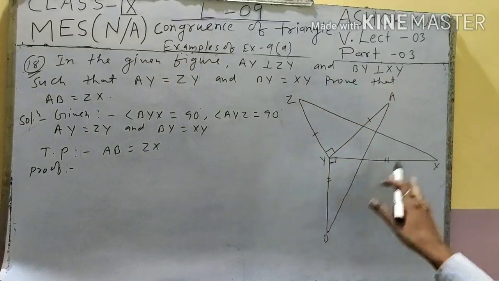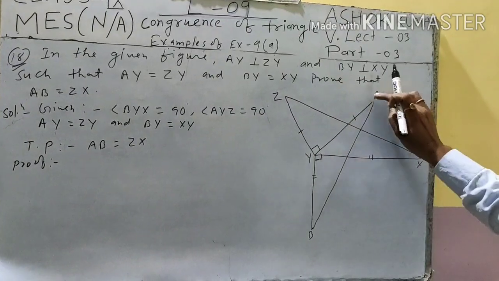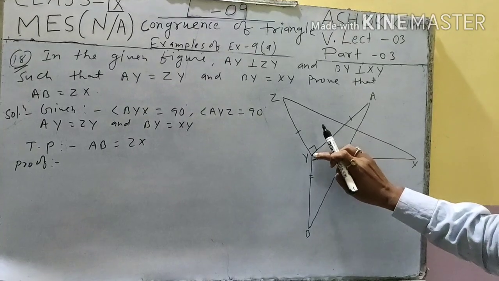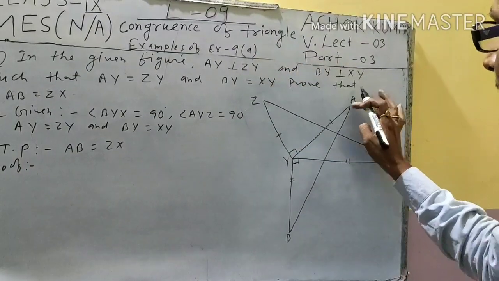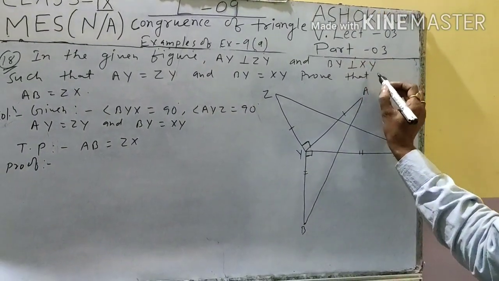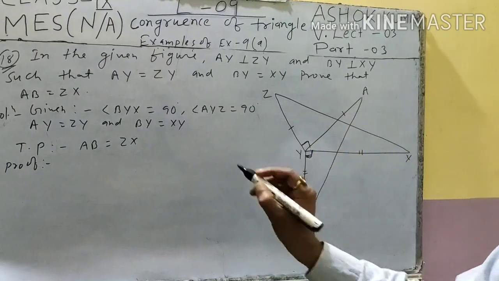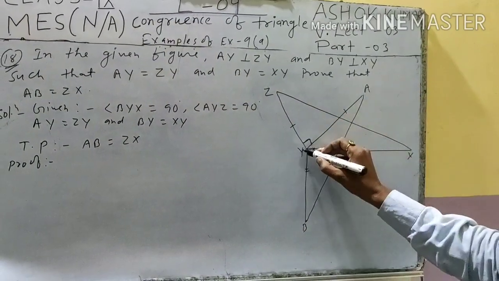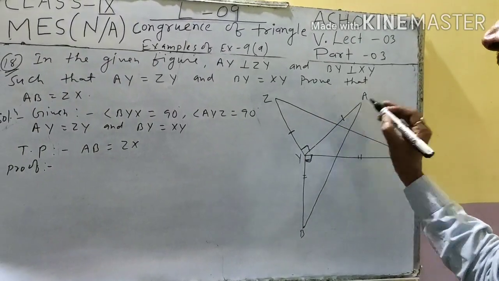In the given figure, AY is perpendicular to ZY. That means AY is perpendicular to ZY, so this makes 90 degrees. And BY is perpendicular to XY, such that AY is equal to ZY. This side is equal to this side. This is the given information.